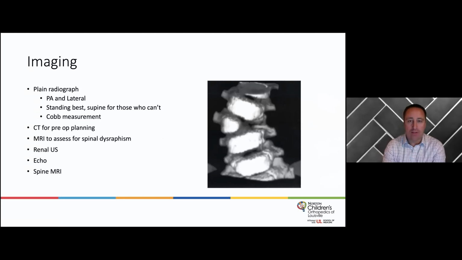It's very common to have kidney problems with congenital scoliosis as well as heart problems. So you want to get a renal ultrasound. And now they're really pushing that any patient that has congenital scoliosis should probably have an echo before surgery.